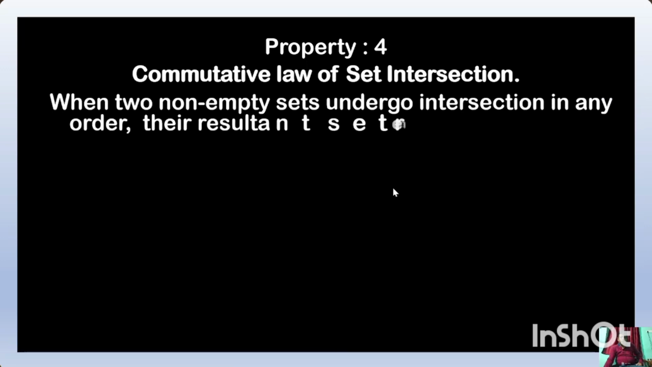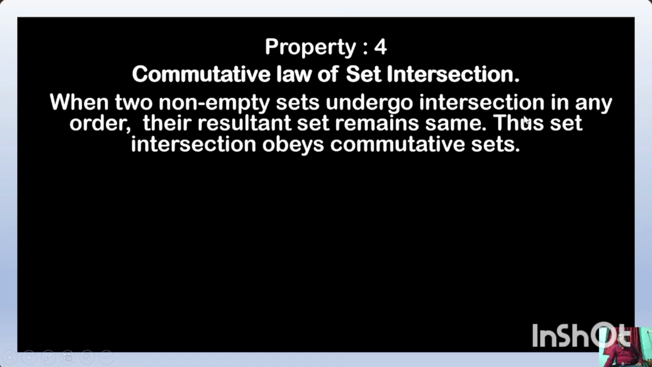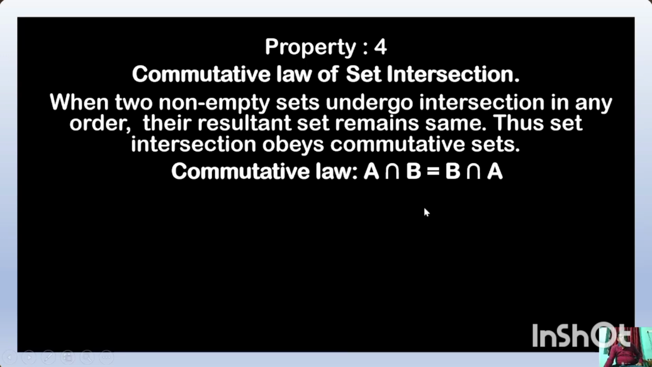Next property of set intersection, property 4, is the commutative property. Do you think the intersection set obeys the commutative law? Let's have a think. When two non-empty sets undergo intersection in any order, the resultant set remains the same. It means intersection of sets obeys the commutative law, like set union. It means you have to prove A intersection B is equal to B intersection A. So set intersection obeys the commutative law. Also you have to prove it by taking an example, by property, and by Venn diagram.